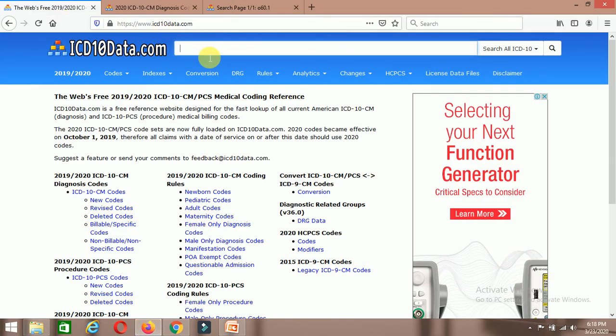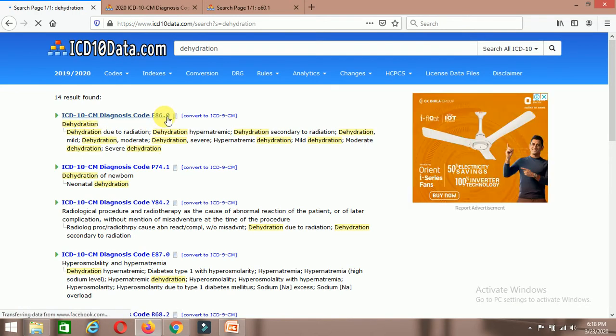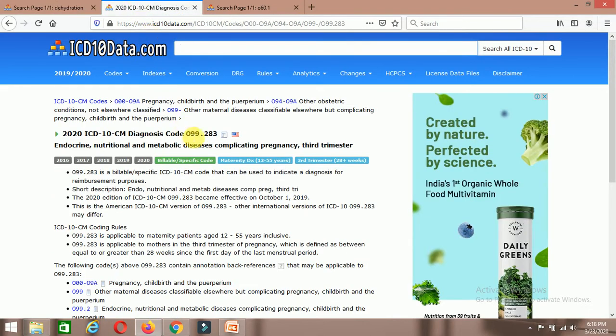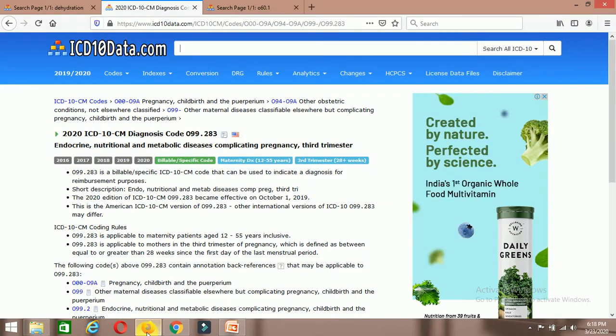See what is normal. Suppose a patient comes to the hospital and the physician confirmed dehydration. For a normal patient, how will we code? We will type dehydration and the ICD is E86.0, right? But for a patient who is pregnant, we have to code the O series, as I told. First, as principal diagnosis, we have to code this. So first we have to code the O series.